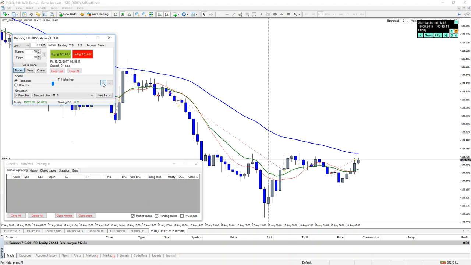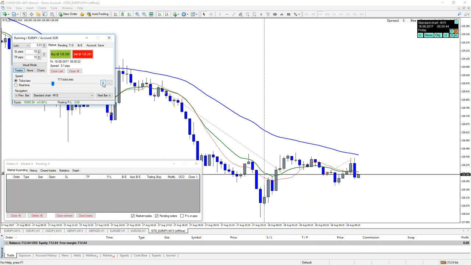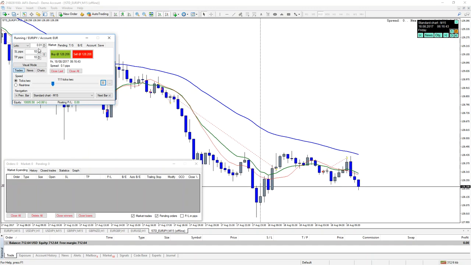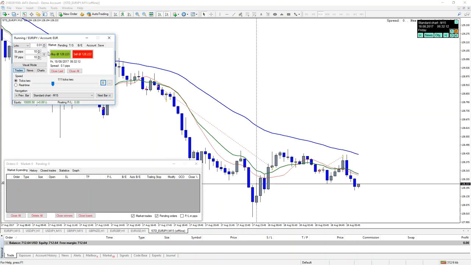Stop loss hit. Oh, I've had my lot sizes the wrong size this entire time. I've just been trading micro lots. That's all right though, you'll still be able to see what the final pip count is, and then you can do the math in your head.